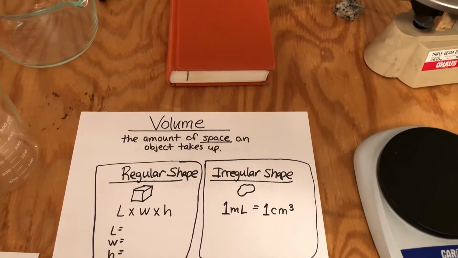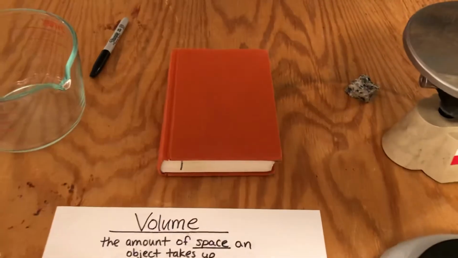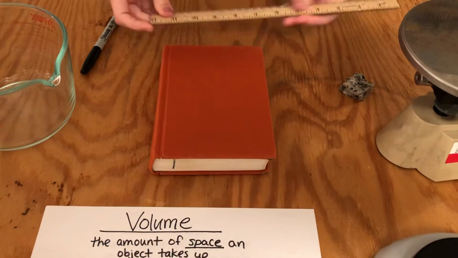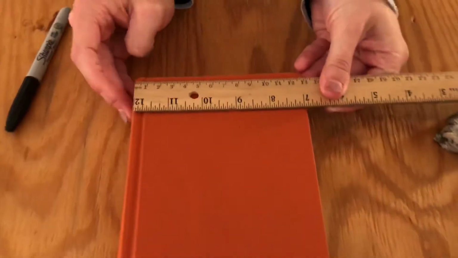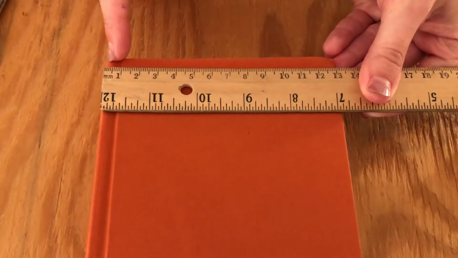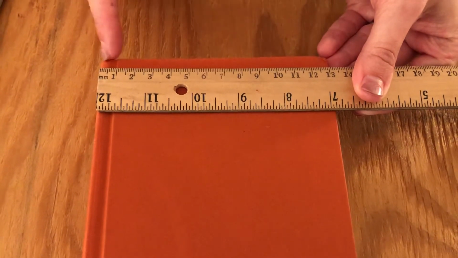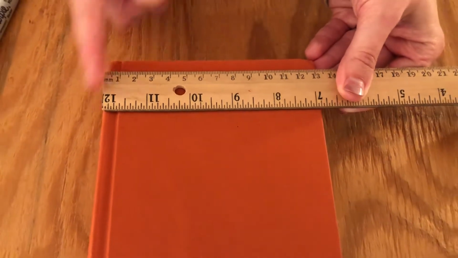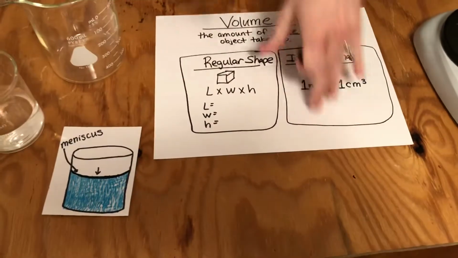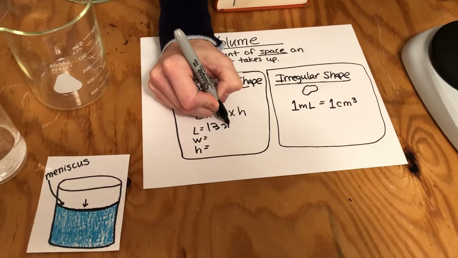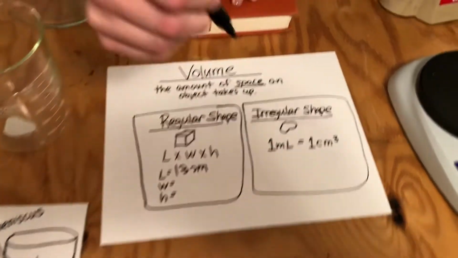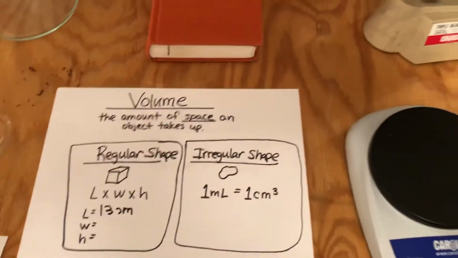So to take the measurement of a regularly shaped object, all I need is a ruler. I'm going to measure in centimeters because that's metric and scientists tend to use metric. My first measurement will be the length of this regularly shaped object, in this case a book, and it comes to right around 13 centimeters. That might be backwards. Oh well.